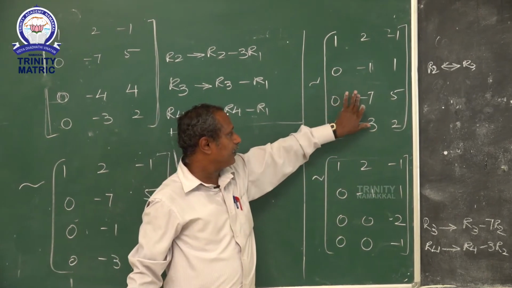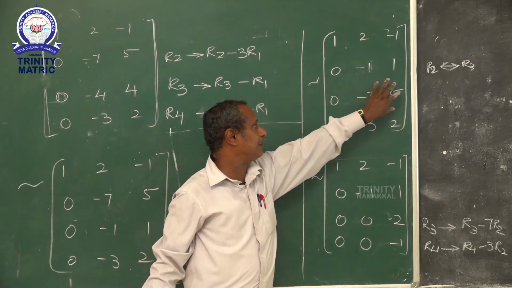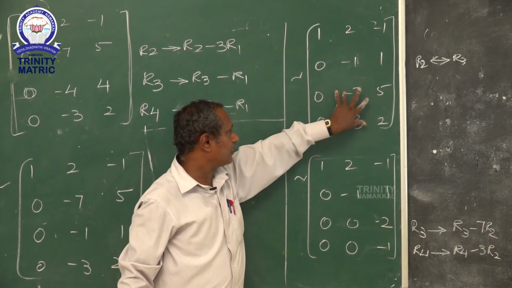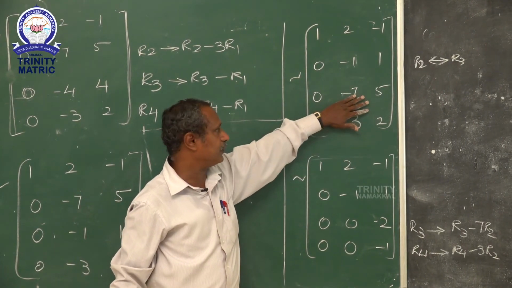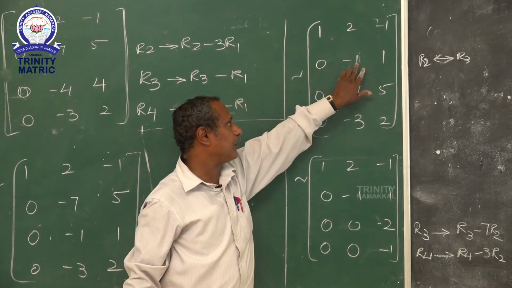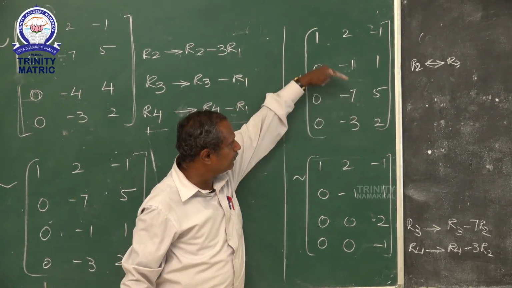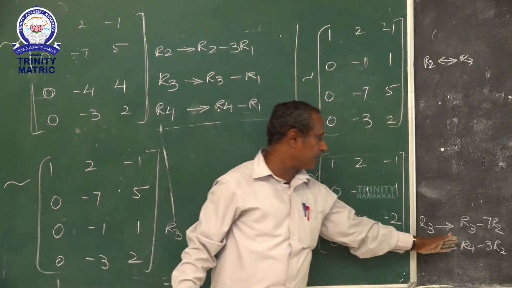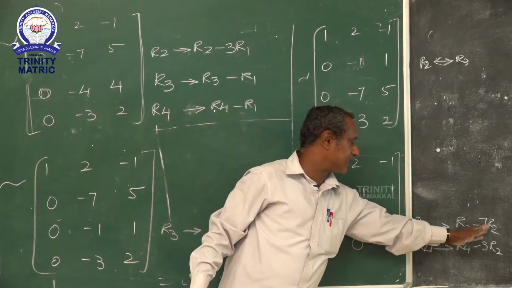After getting this, we want to make the element 3 2, the minus 7, become 0. Here 1 is there, and that 1 is multiplied by 7 and subtracted from this, so we will get 0. For that we are doing the elementary operation R3 gives R3 minus 7 R2.